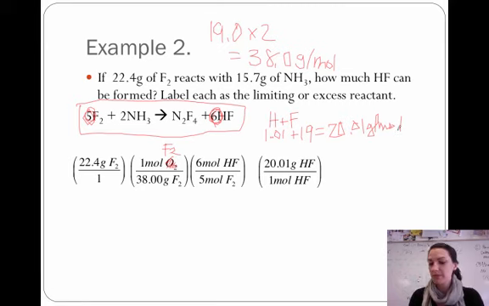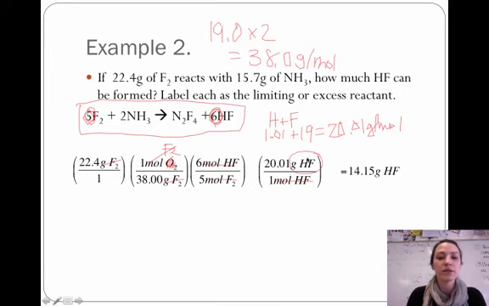And you'll notice that my units are going to cancel out. Grams of HF, grams of HF. Moles of F2, moles of F2. 6 moles of HF, moles of HF. And you're left over with grams of HF. Put this in your calculator, and you should get 14.15 grams of HF are being produced.